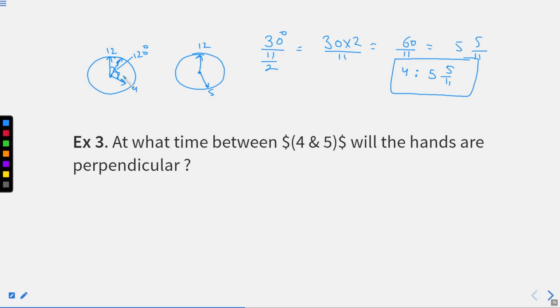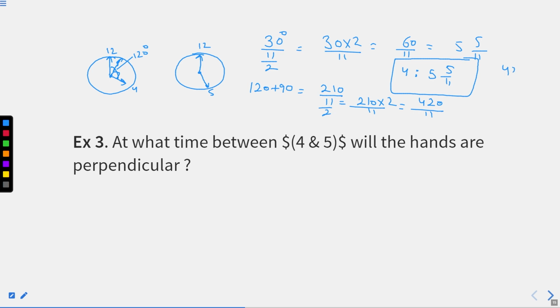I hope you got my point, right? Now for the second 90 degree, how much distance does it have to travel? For that, in this situation, first all 120 degree have to be covered plus 90. So 120 plus 90 comes out to be 210. So 210 can be covered in how much time? Use the same method here again. It comes out to be 420 divided by 11.